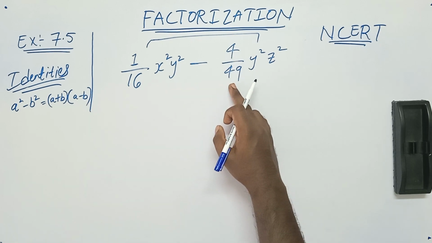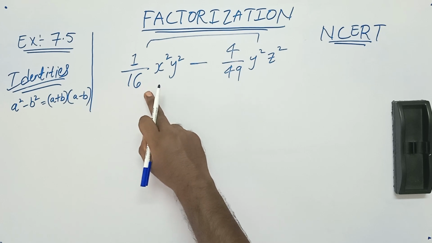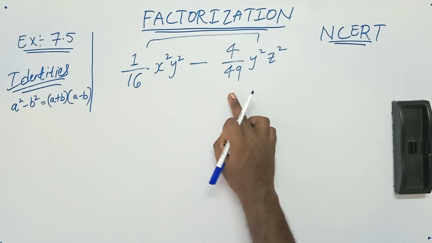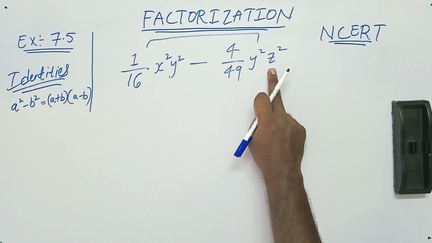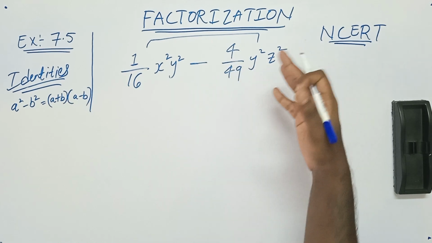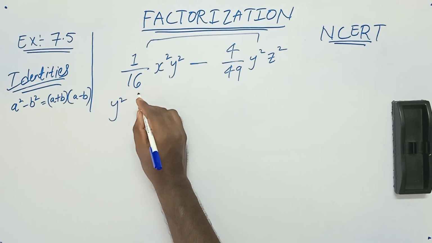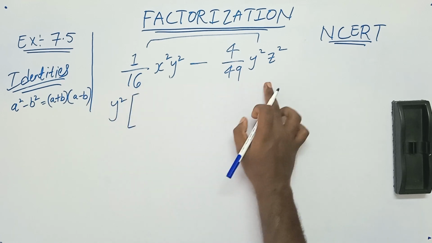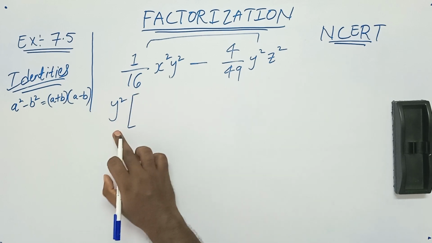So there is no factor that can divide 16 and 49. So we cannot take a factor of 16 and 49. So if you observe x square, there is no x square in the other term. If you observe y square, there is y square in this term. So only y square is taken as common. So y square is taken common, right? Now what we are going to do is divide this whole expression by y square, by the common. So we're going to divide the whole expression by y square.